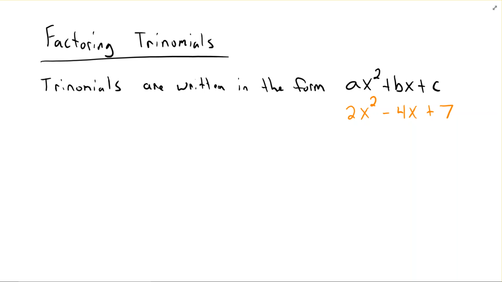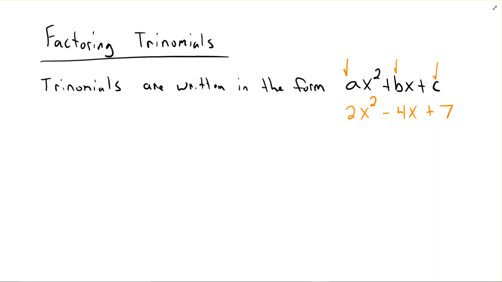All right, factoring trinomials. Trinomials are written in the form ax squared plus bx plus c. And what I mean by the a and the b and the c is that they are just numbers. So I've written an example underneath here, like 2x squared minus 4x plus 7. Sorry, pause the video if you haven't caught up to where I'm at. Just write that down.